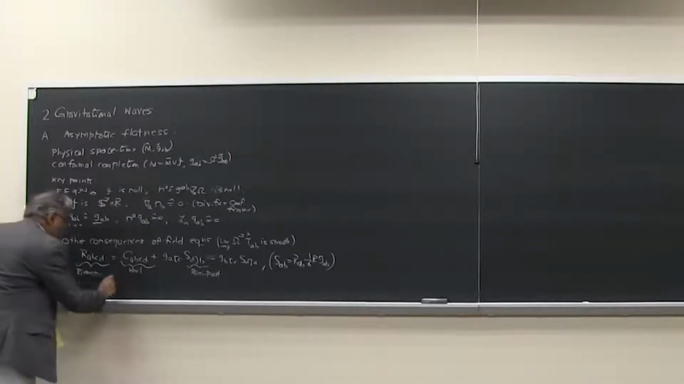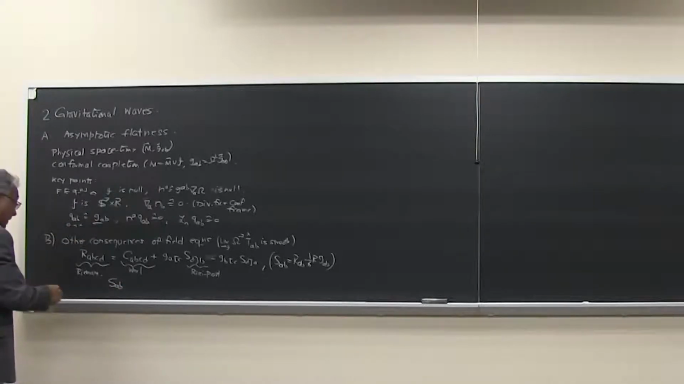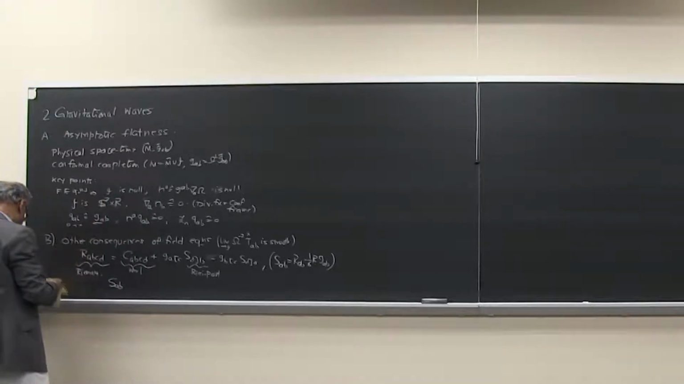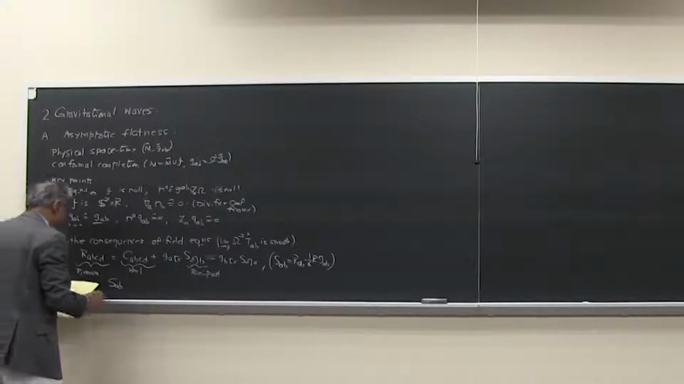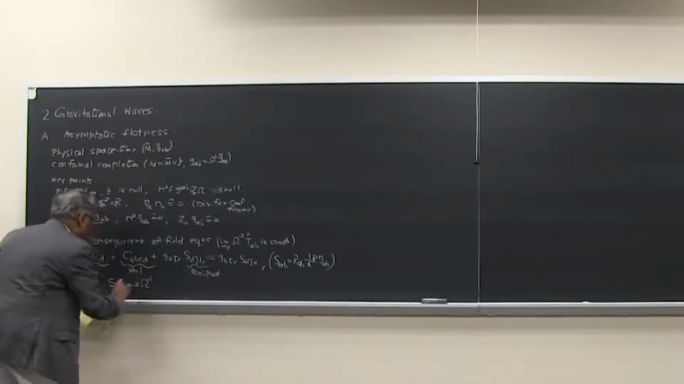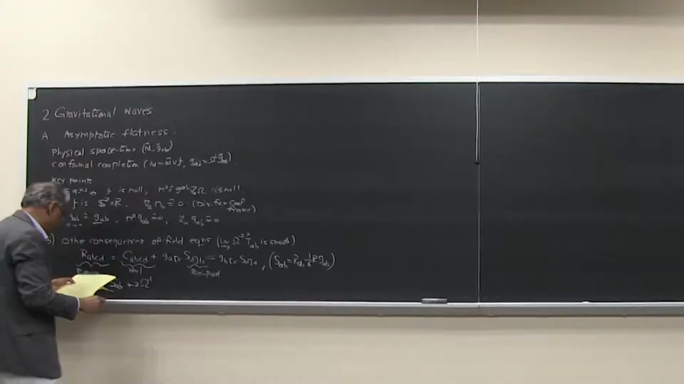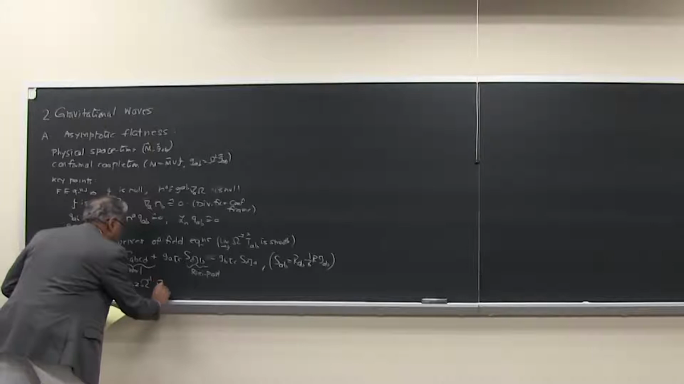Mm-hmm. So the Ricci tensor in the conformally rescaled space-time up here is given by S_ab plus twice omega to the minus 1 times grad_a grad_b omega, and so on. These equations hold everywhere in the neighborhood of Scri.